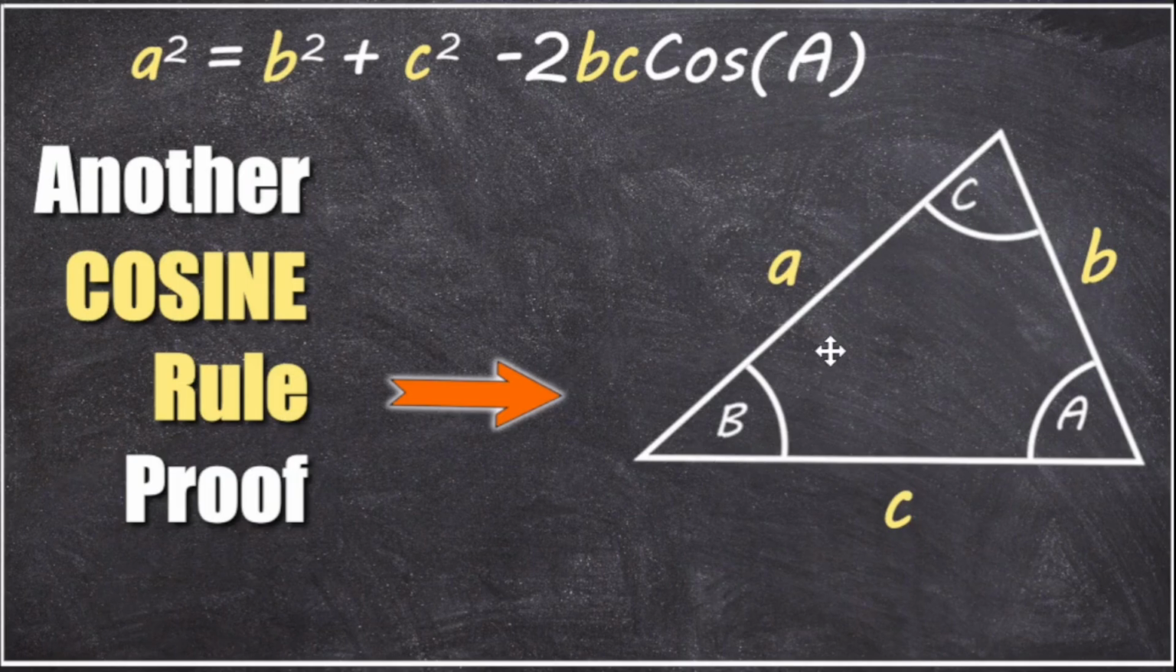I'm going to use this triangle with angles A, B and C and edges a, b and c to prove that the cosine rule, which is a squared equals b squared plus c squared minus 2bc cosine of A, is true. I've done a previous proof, a visual one, and I've linked to that in the description and the comment section if you'd like to see how that's done.